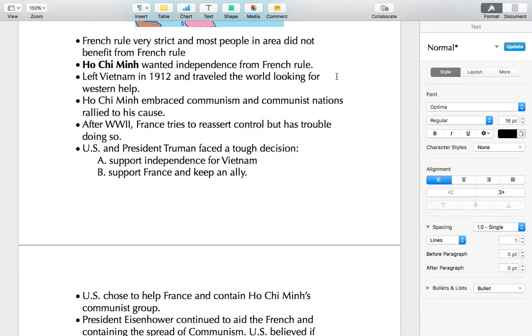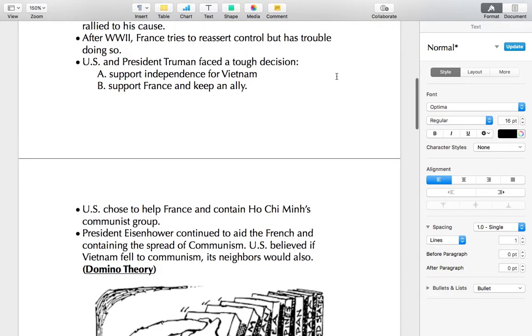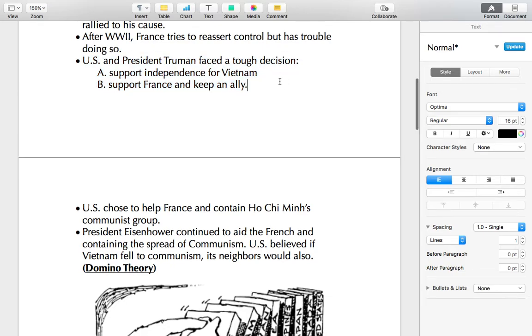A lot of people around the world said, imperialism is dead. We can't really have countries controlling other countries. But the French wanted their territory back. And so the United States and President Truman are left with a decision. Do they help the French retake Indochina, or do they support independence for places like Vietnam?